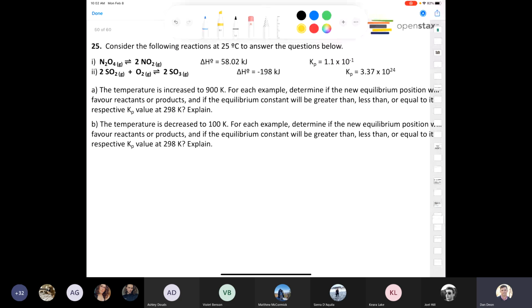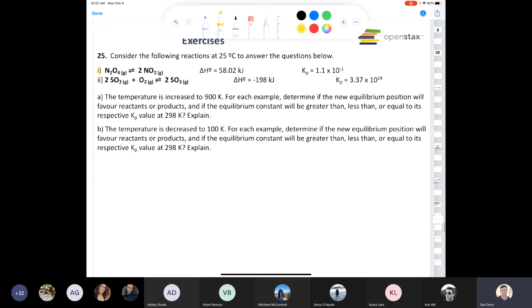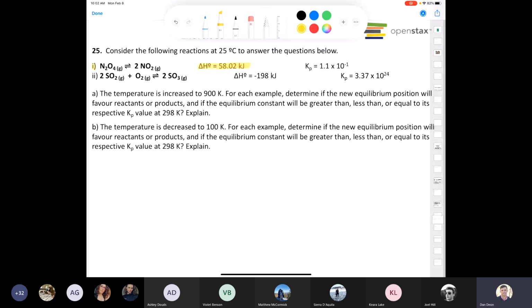Give me 2 shakes of a lamb's tail here. And we'll look at question number 25. All right. So let's see here. We got a couple of reactions. Let me start it slow, you guys. 25I, or 1 here, you got N2O4 in equilibrium with 2 moles of NO2. We have delta H equal to 58.02 kilojoules.